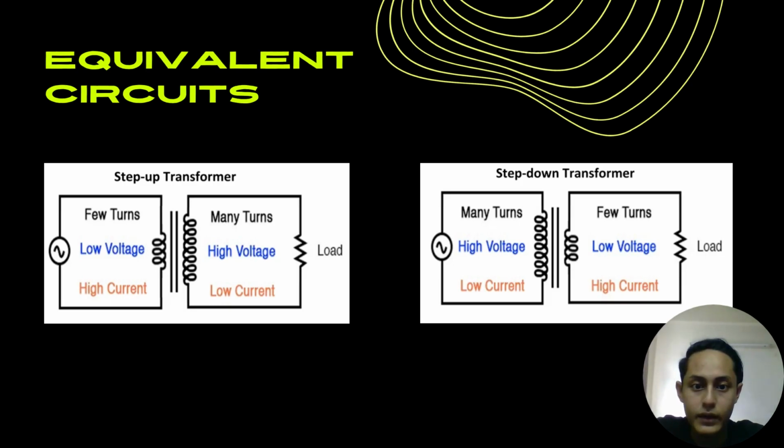So this is the basic equivalent circuit for the step-up and step-down transformer. As you can see here, the number of coil turns will affect how the transformer works. In a step-up transformer, the input has few turns compared to the secondary output. The result for the step-up transformer is that the voltage will increase and the current will decrease at the output. For the step-down transformer, the input has many turns compared to the output. Because of this, the voltage decreases and the current will increase.